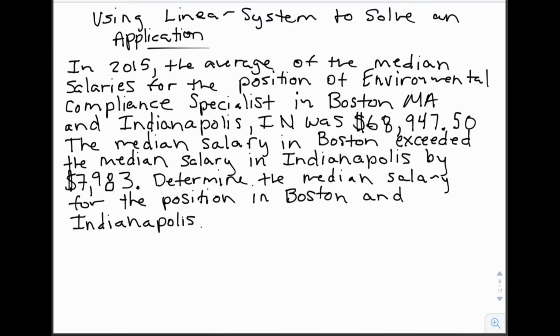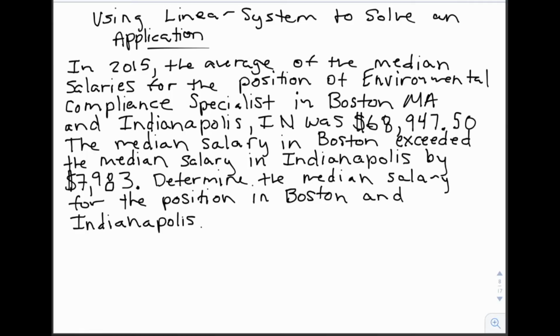All right, let's look at this applied problem, using a linear system to solve an application. In 2015, the average of the median salaries for the position of environmental compliance specialist in Boston, Massachusetts and Indianapolis, Indiana was $68,947.50. And the median salary in Boston exceeded the median salary in Indianapolis by $7,983. Finally, we want to determine the median salary for the position in Boston and Indianapolis.